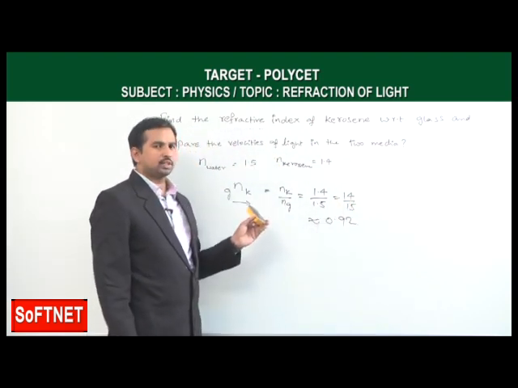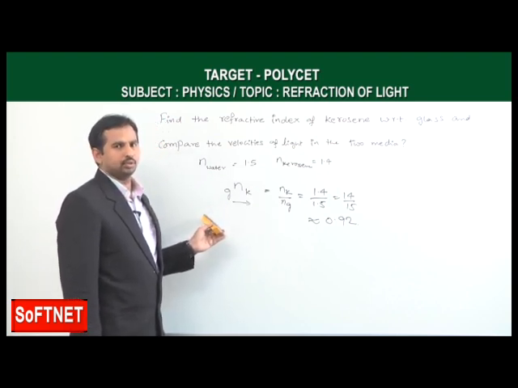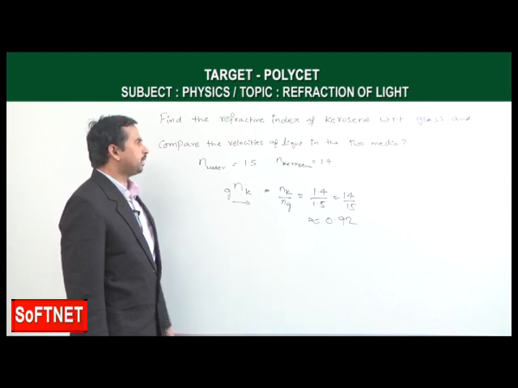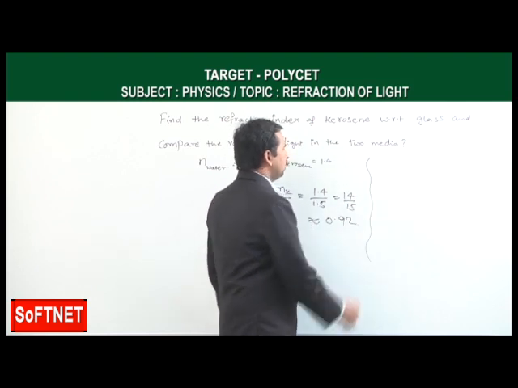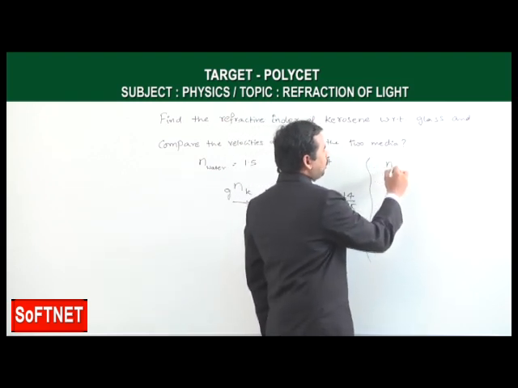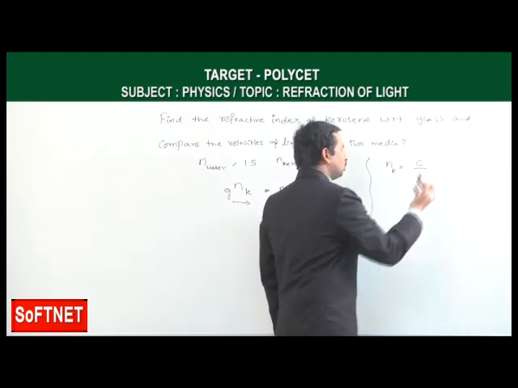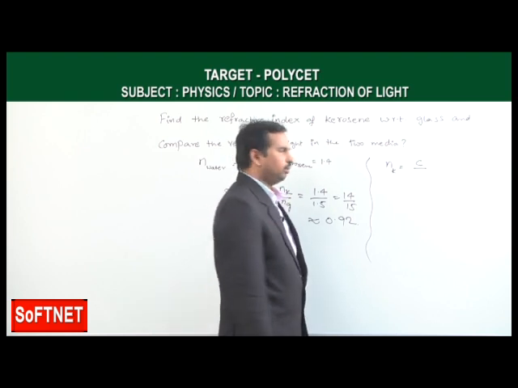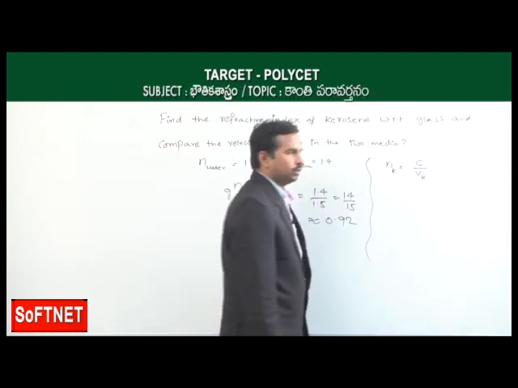Okay. So this is the refractive index of kerosene with respect to the glass. Now we will compare the velocities. We know that absolute refractive index is equal to the speed of light in the vacuum to the speed of light in our given medium. So let us suppose we are taking the case of kerosene.